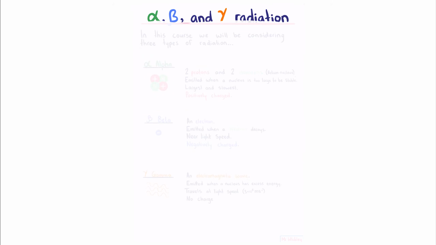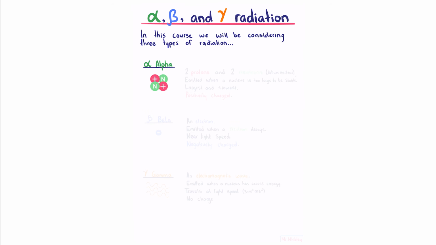Alpha, beta, and gamma radiation. In this course, we will be considering 3 types of radiation. Alpha radiation consists of 2 protons and 2 neutrons, which is essentially a helium nucleus. It's emitted when a nucleus is too large to be stable.